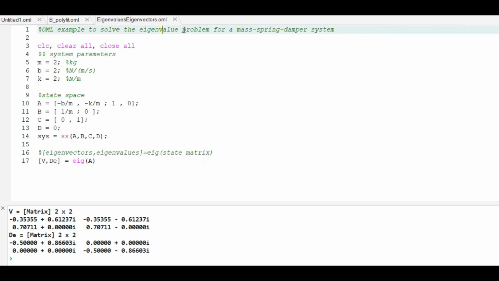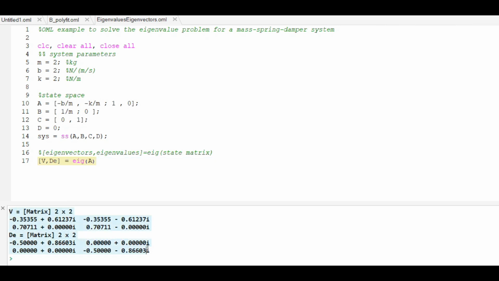Welcome to this tutorial on solving the eigenvalue problem for a mass spring damper system using OML, the Open Matrix Language. In this video, we will learn what eigenvalues and eigenvectors are, why they are important in engineering, and how they help us understand the dynamic behavior of mechanical systems.